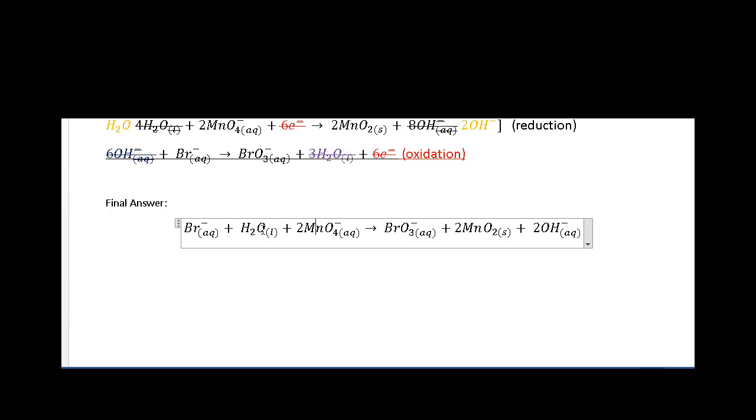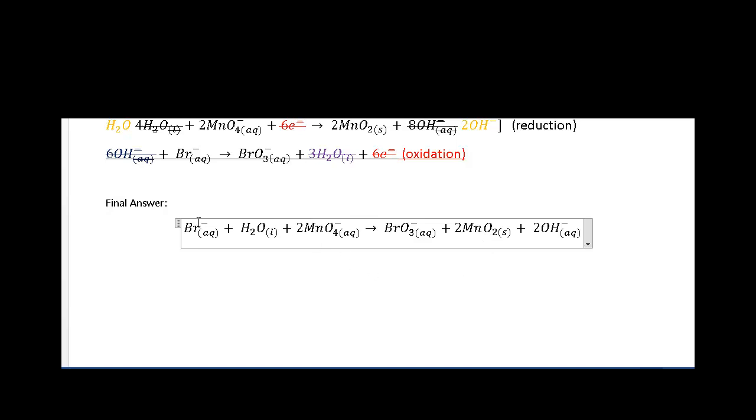Very good. So 1 O plus 4 O here is 5 O. 3 O plus 2 O here. So 1 O here plus 2 times 4 is 8. 8 plus 1 O is 9. 3 O plus 4 O is 7. 7 plus 2 O is 9. 2 Mn and 2 Mn. So I think we're all balanced.